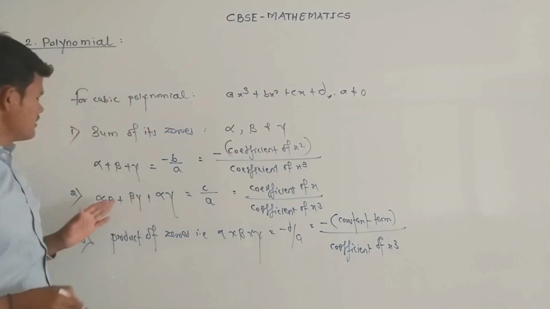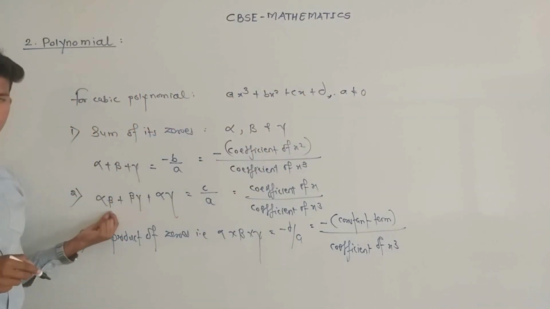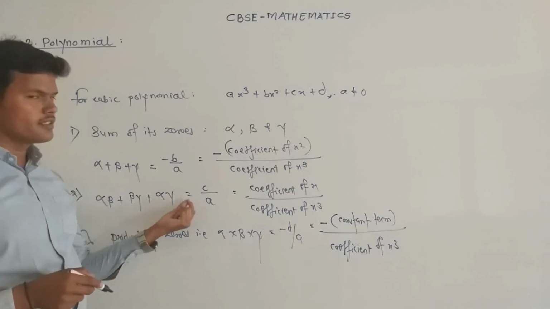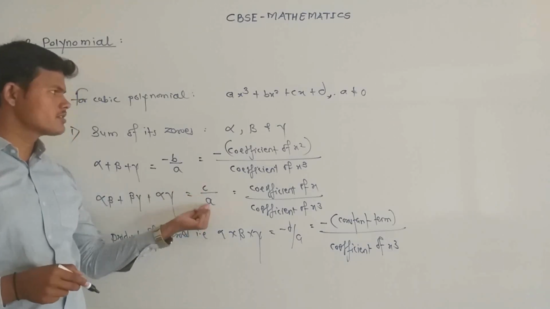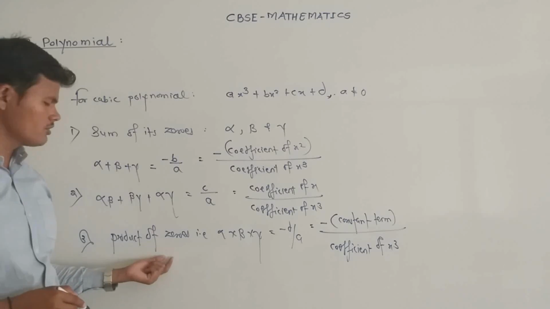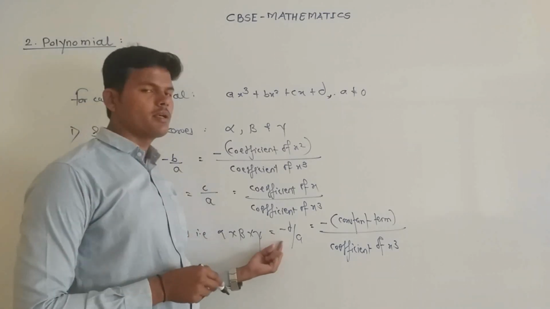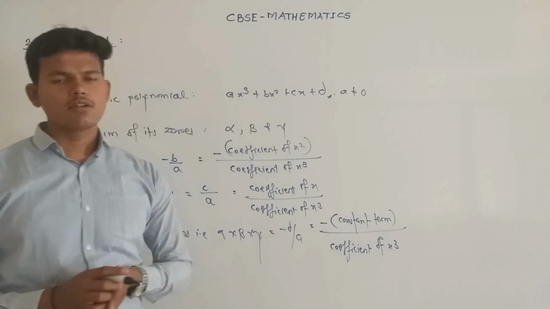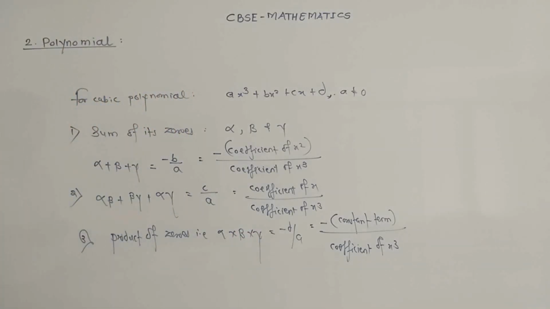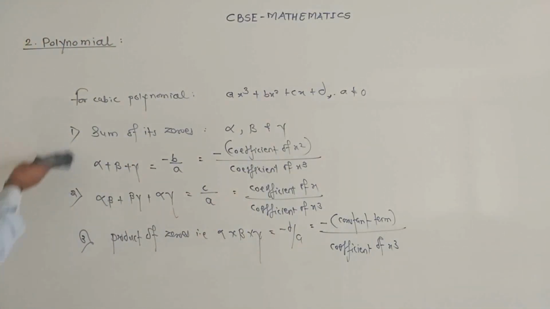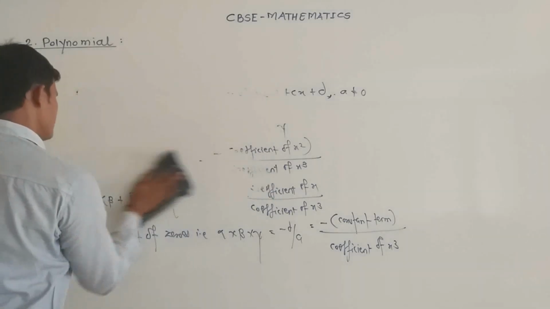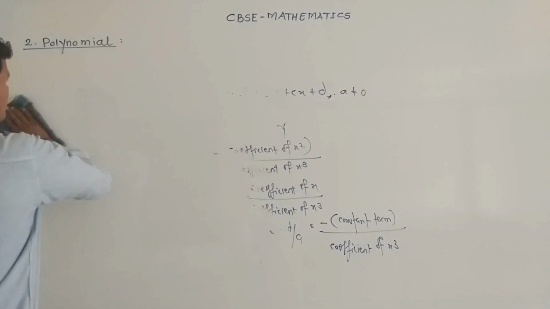Okay. The second relation is alpha into beta plus beta into gamma plus alpha into gamma, which is c by a. c is the coefficient of x and a is the coefficient of x cube, and the last one is the product of zeros, that is alpha into beta into gamma is minus d by a, where d is the constant term and a is the coefficient of x cube. So these are the relationships between zeros and the coefficients of a cubic polynomial. Now we are going to see some solved examples based on zeros of a polynomial or the relationship between zeros and the coefficients of a polynomial.